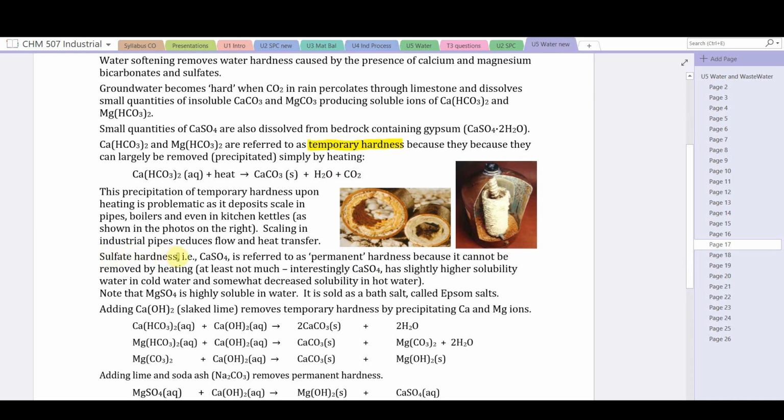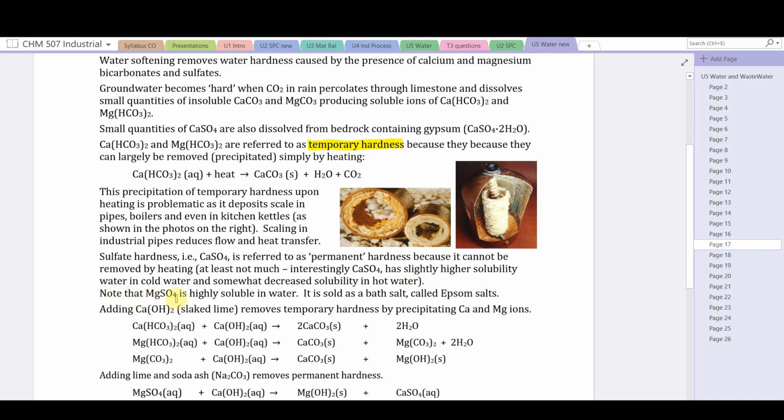Sulfate hardness, that is calcium sulfate, is referred to as permanent hardness because it cannot be removed by heating, at least not very much. It's interesting that calcium sulfate has slightly higher solubility in cold water and somewhat decreased solubility in hot water. That's atypical of most salts, but it's only a small difference.